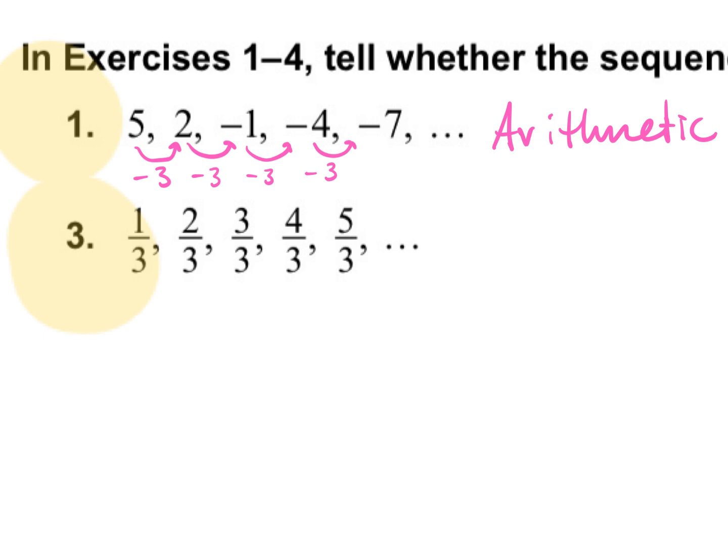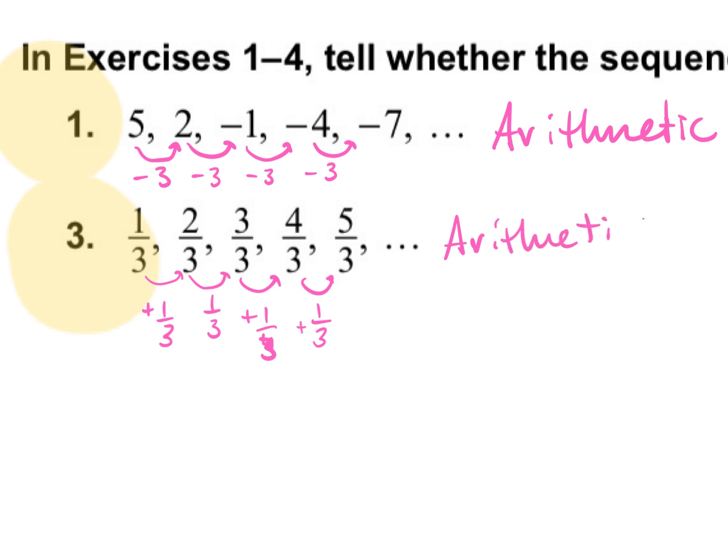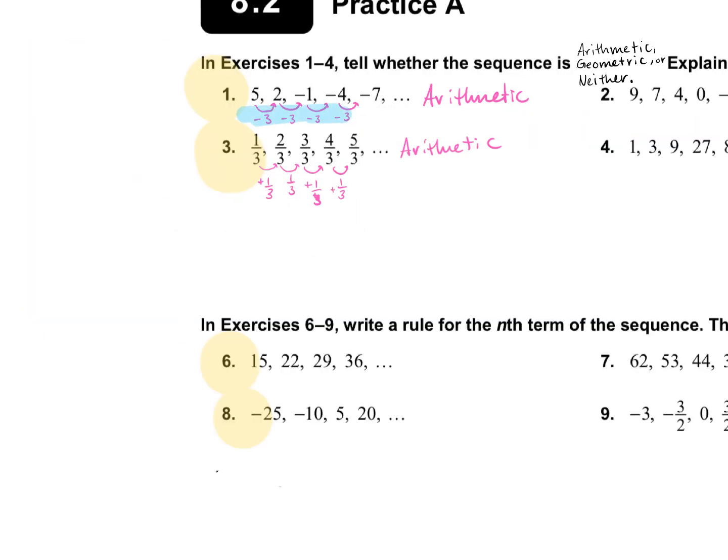All right, let's do the same thing for number 3. What are we adding to get from one number to the next here? We're adding 1/3. If we add 1/3, do we get 3 over 3? Yep, 4 over 3 and 5 over 3. So what type of sequence would this one be? Arithmetic. This is explanation enough, just showing what you're adding or subtracting or multiplying to get from one to the next.